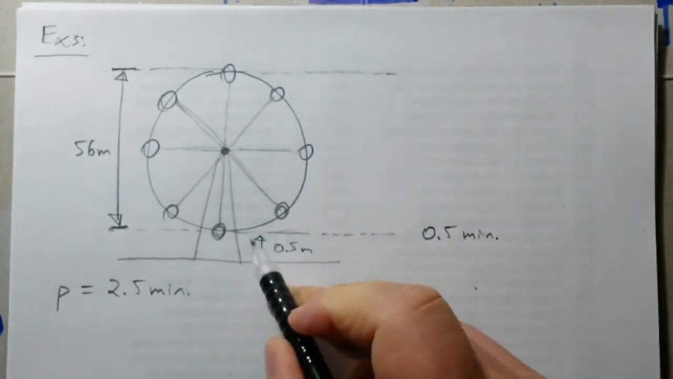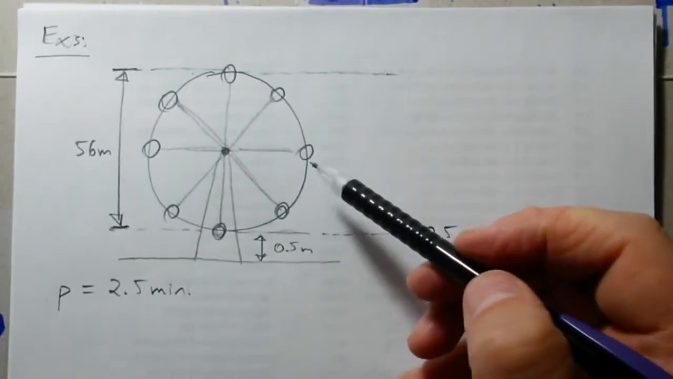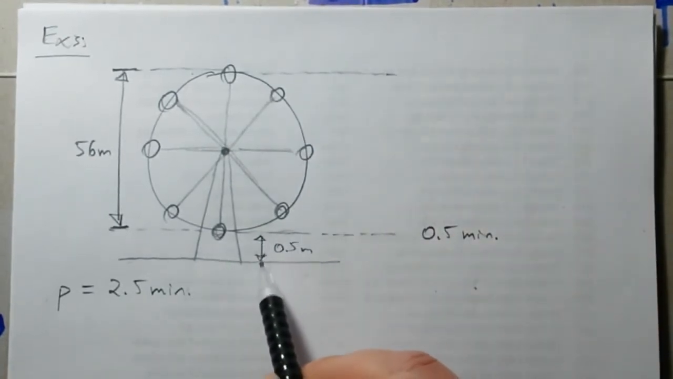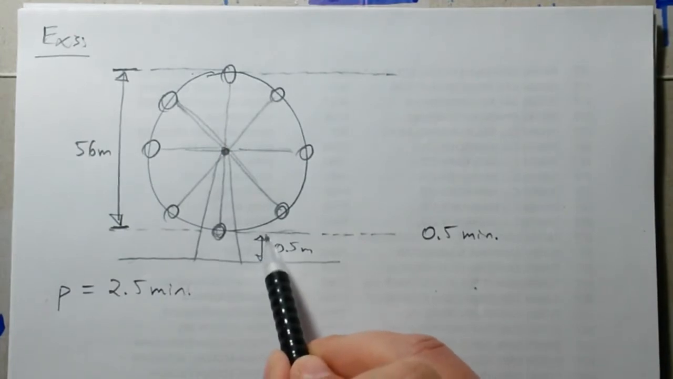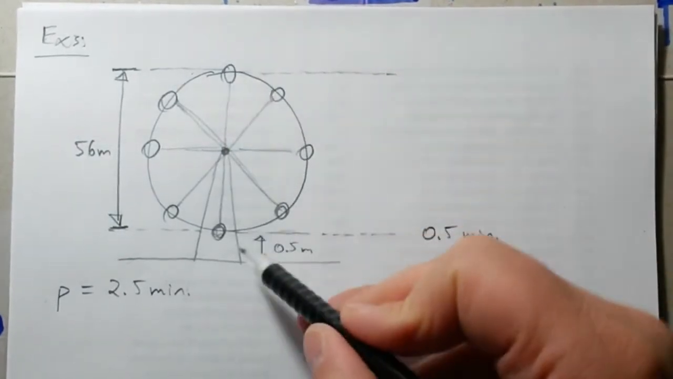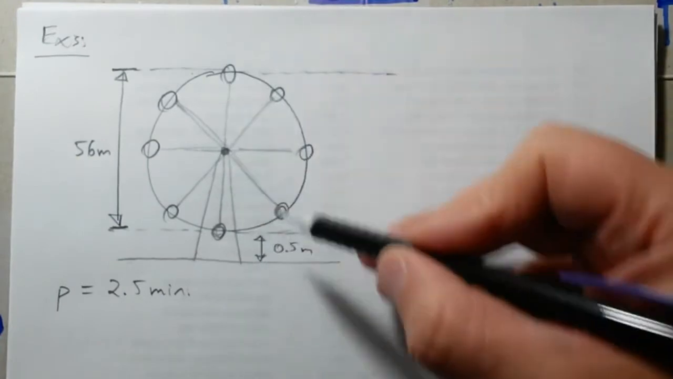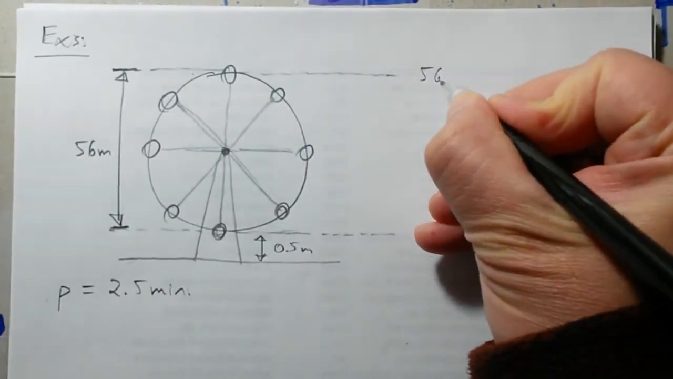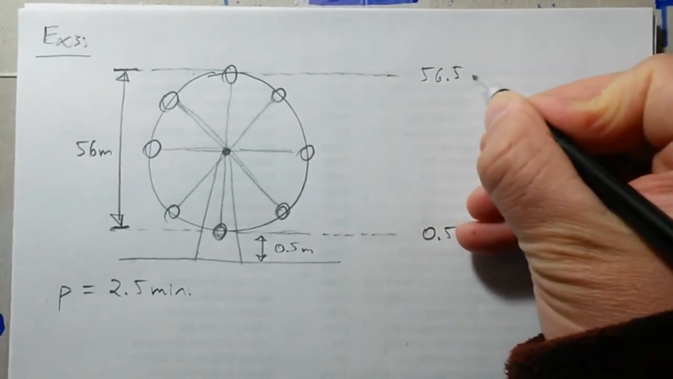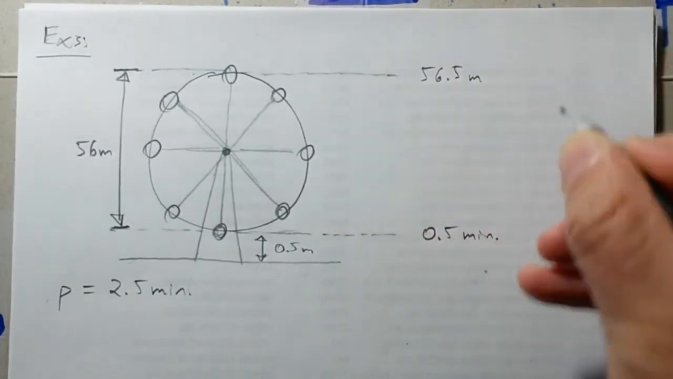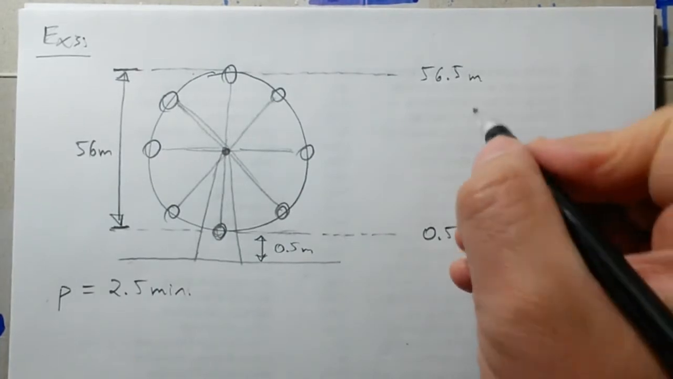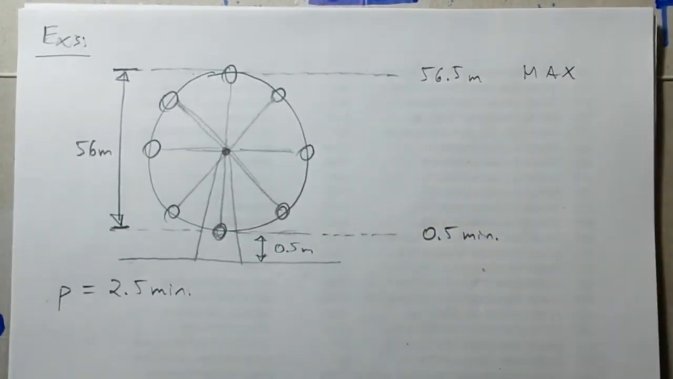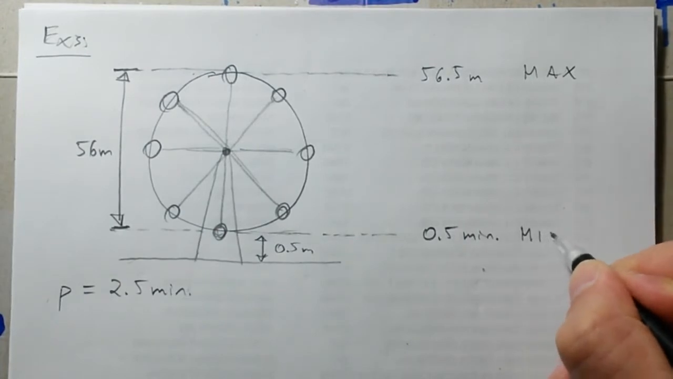Okay, what would be our maximum point? Where our maximum point would be, if we are already at 0.5 meters above the ground and the diameter is 56 meters. So we need to add 56 to 0.5, which gives us a maximum of 56.5 meters. Okay, that's our maximum point. So actually, let's label this as our maximum point. This will be our minimum point.